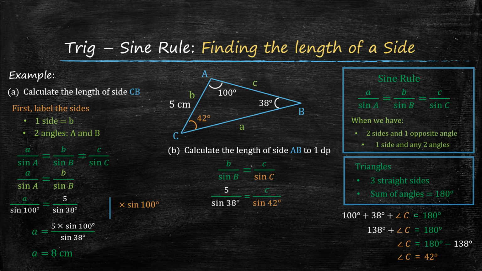Now that we have angle C, let's plug in our values to the sine rule. So 5 over sine 38 equals C over sine 42. Rearranging, we have c equals 5 times sine 42 degrees over sine 38 degrees, and c is equal to 5.4 centimeters to 1 decimal place.